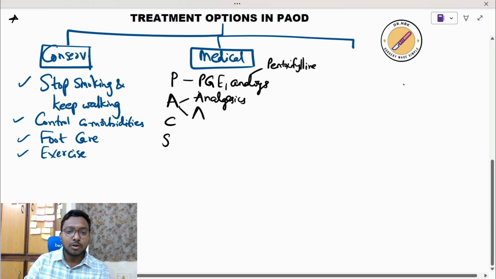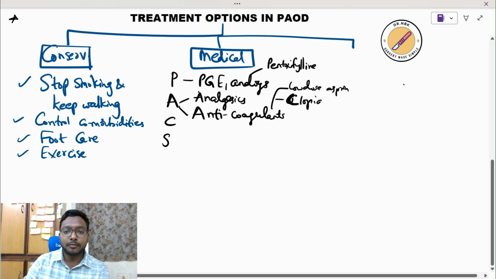Then also anticoagulants or antiplatelet drugs. Like you can go for low dose aspirin, and also clopidogrel. Tablet clopidogrel 75 mg OD. Okay, same, tablet aspirin 75 mg OD. C for cilostazole.